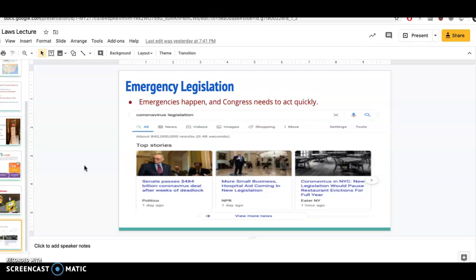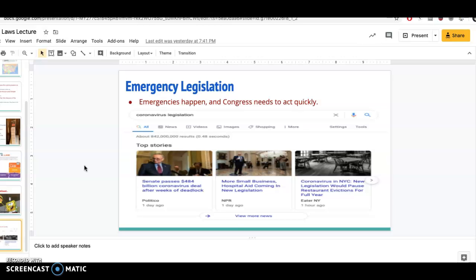One more quick thing, and this is especially important right now, is the idea of emergency legislation. So emergencies happen and Congress needs to act quickly. People are dying right now and Congress needs to act quickly on making legislation about the coronavirus, passing new laws related to it. This is just a screenshot of me Googling coronavirus legislation yesterday. So you can see all sorts of new stuff. There's the passing of a $484 billion coronavirus deal. There's hospital aid, new and small business aid.